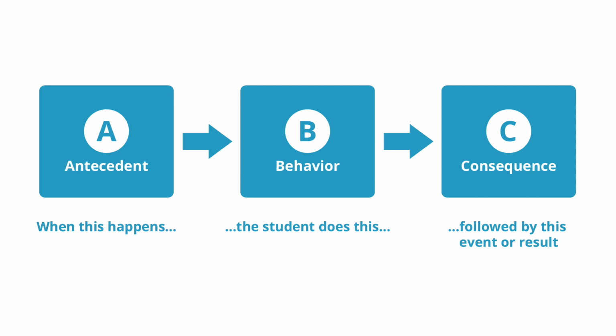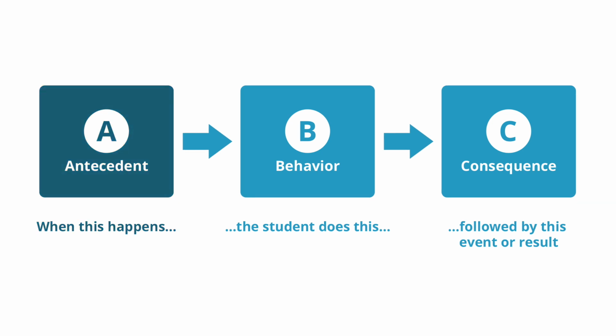Identifying the ABCs of a behavior allows us to analyze the behavior in order to understand the function or the purpose of the behavior. The systematic process of collecting and analyzing this information is called a functional behavior assessment, or FBA. A more detailed description of the FBA process is provided in a different module.